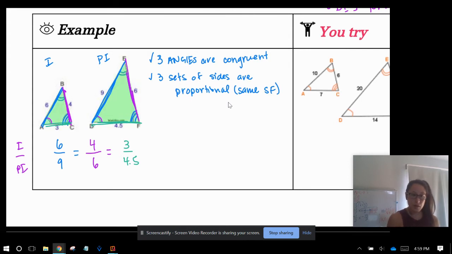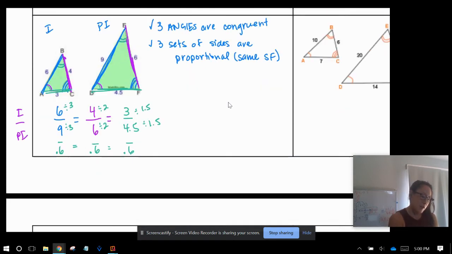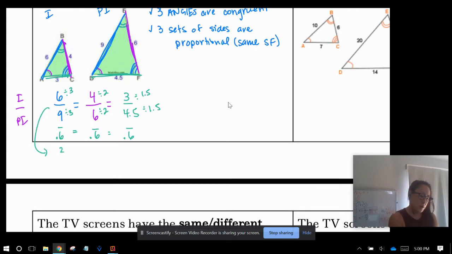And you can do this in your calculator. Honestly, you can do this in your calculator. If I divide 6 divided by 9, that's 0.6 bar, or 2/3. And this one would be 0.6 bar. And this one is also 0.6 bar. I can also do this by dividing 3 out of the top and bottom. Out of the middle, I can divide out 2. And out of this one, I can divide out 1.5. That one's a little tricky. Okay, giving me a ratio of 2/3.